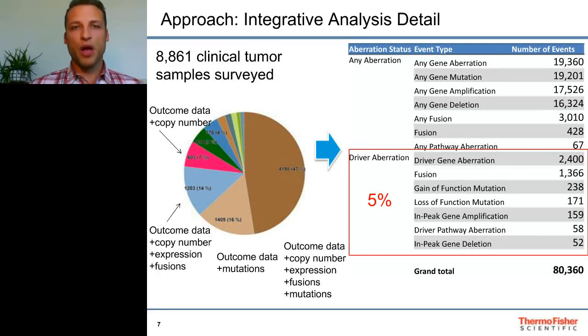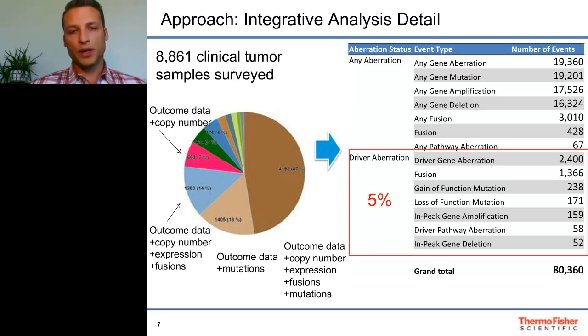And here's an example. So this is for one of our recent integrative analysis builds. We start with just under 9,000 clinical tumor samples. This is data from clinical tumor samples. These samples have been characterized for mutations, fusions, copy number, and many of them have outcome data. They also have expression data.